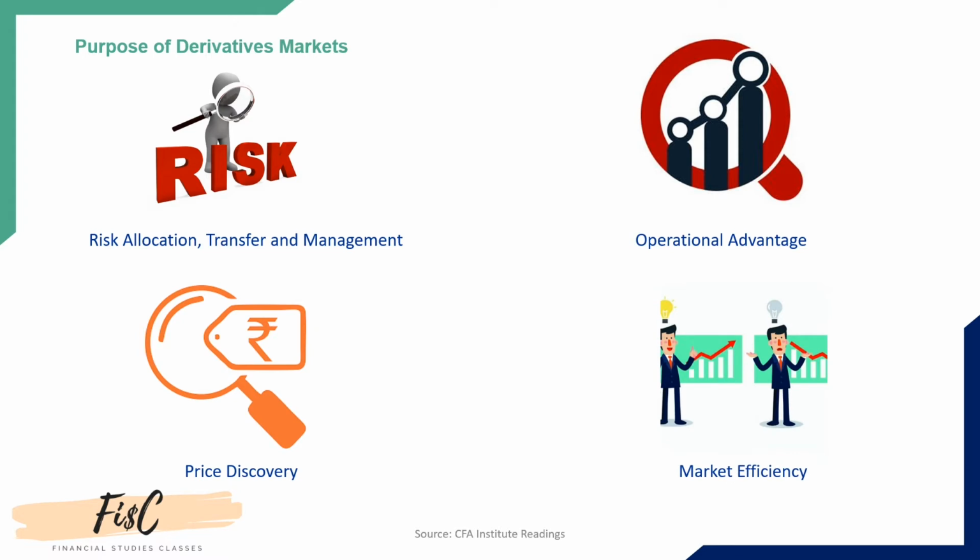Last purpose is market efficiency. As we all know, stocks trade at different prices in different exchanges, and there could be some inefficiency in the market. Derivatives try to make that market more efficient by providing you better deals at a lower cost, and that's why it helps in market efficiency.